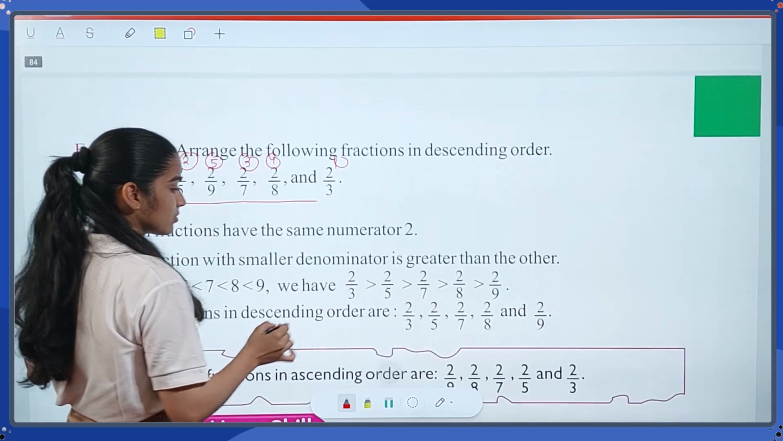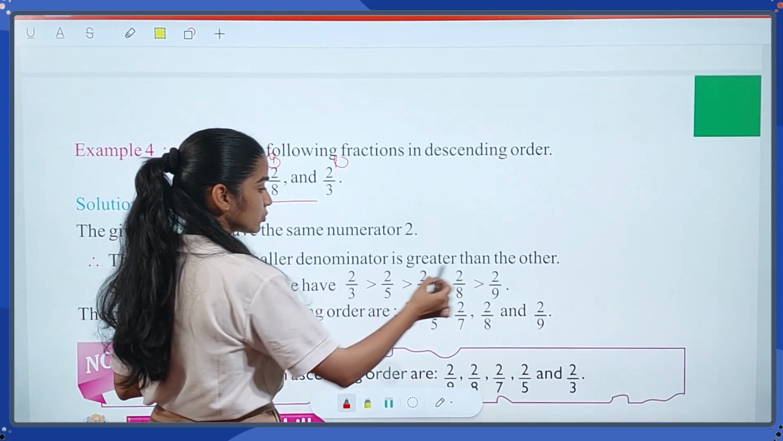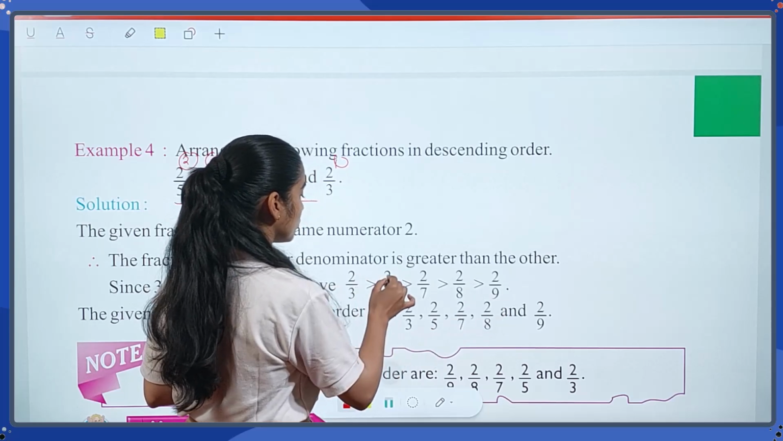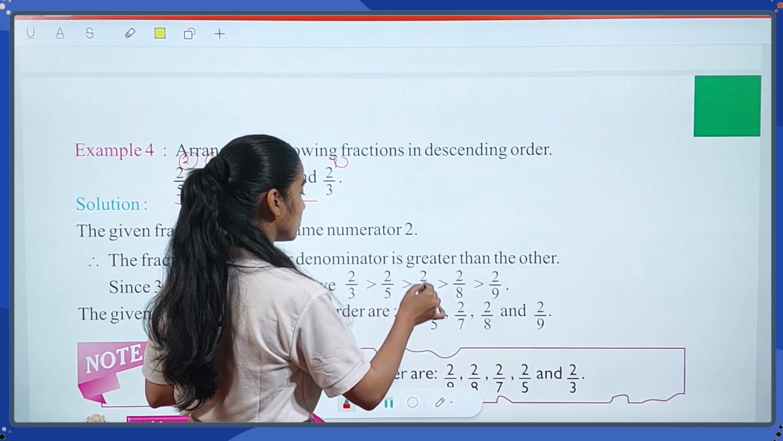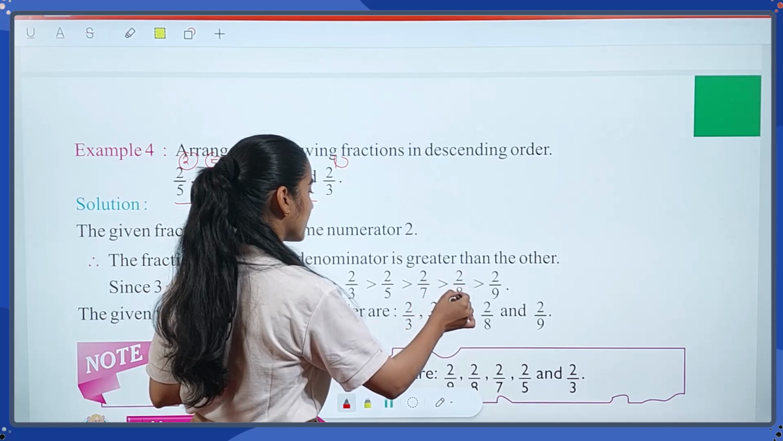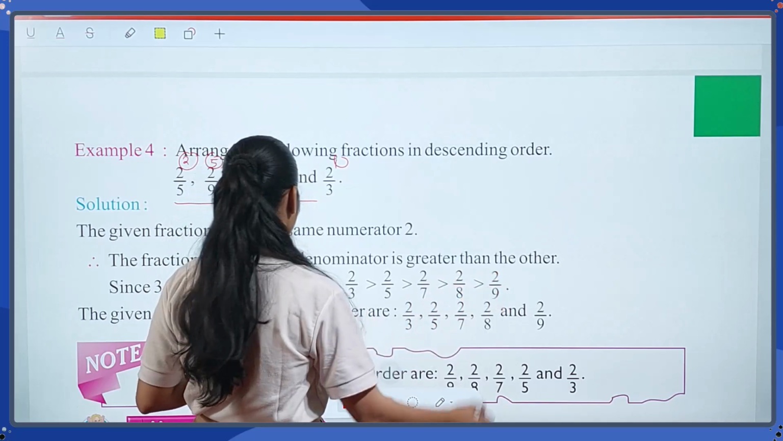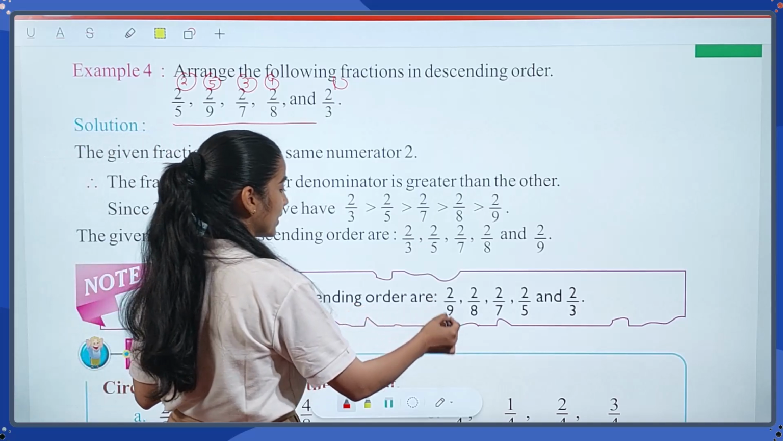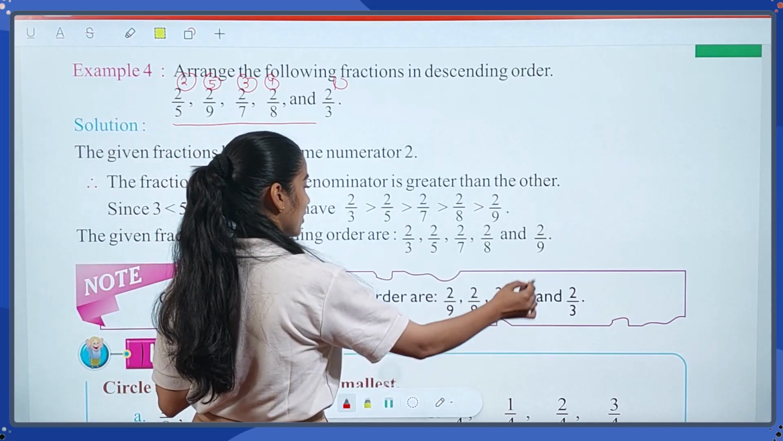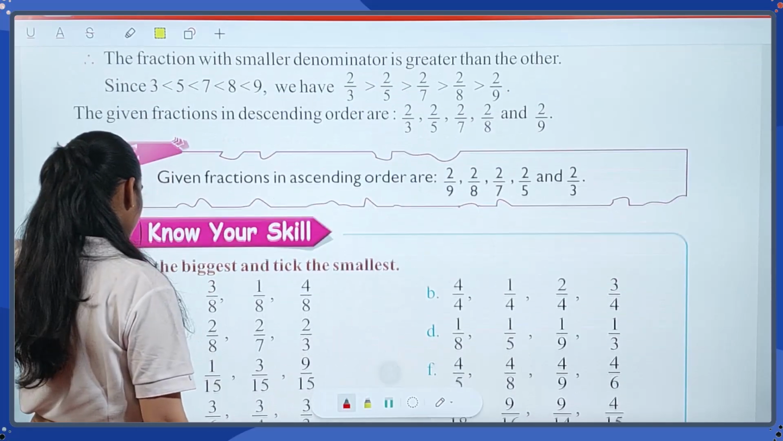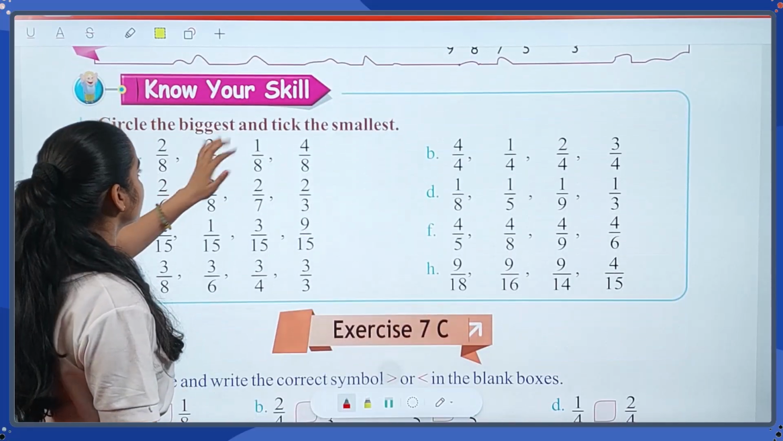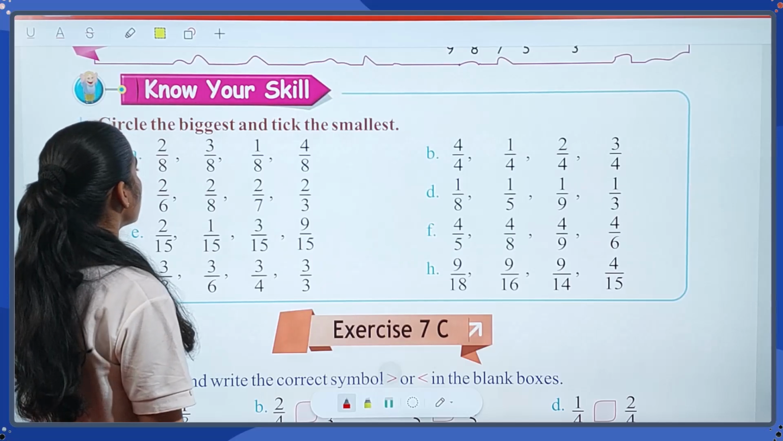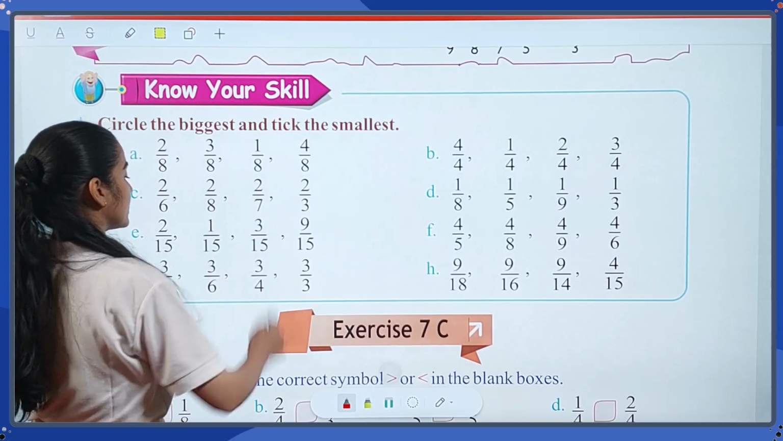So 2 by 9 is smaller than 2 by 8, 2 by 8 is smaller than 2 by 7, 2 by 7 is smaller than 2 by 5, and 2 by 5 is smaller than 2 by 3. The given fractions in ascending order are 2 by 9, 2 by 8, 2 by 7, 2 by 5, and 2 by 3. Now you have to arrange it, circle the biggest and take the smallest one.